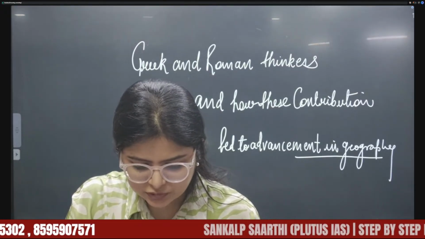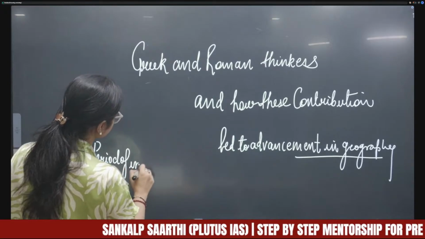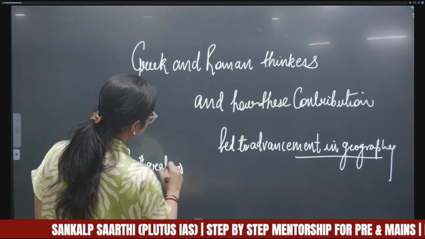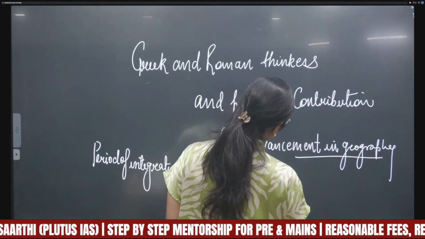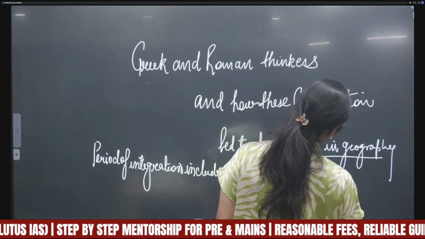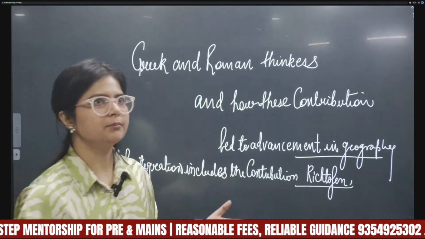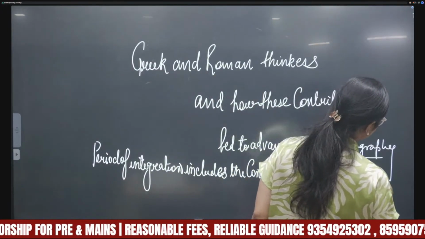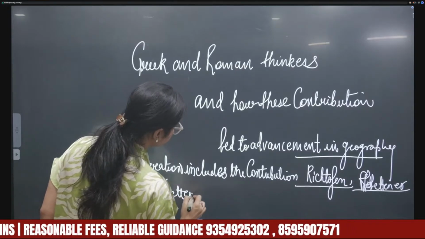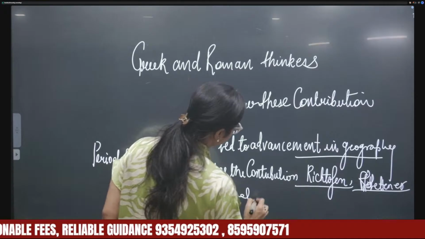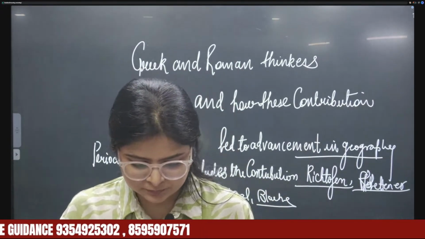And the period of integration. I'll tell you what this integration is. First you write down: the period of integration includes the contribution of Richthofen, he's another scholar, then Hettner, Ratzel, Blache. Blache was also one of the persons who was for possibilism. Very good. Environmental possibilism.